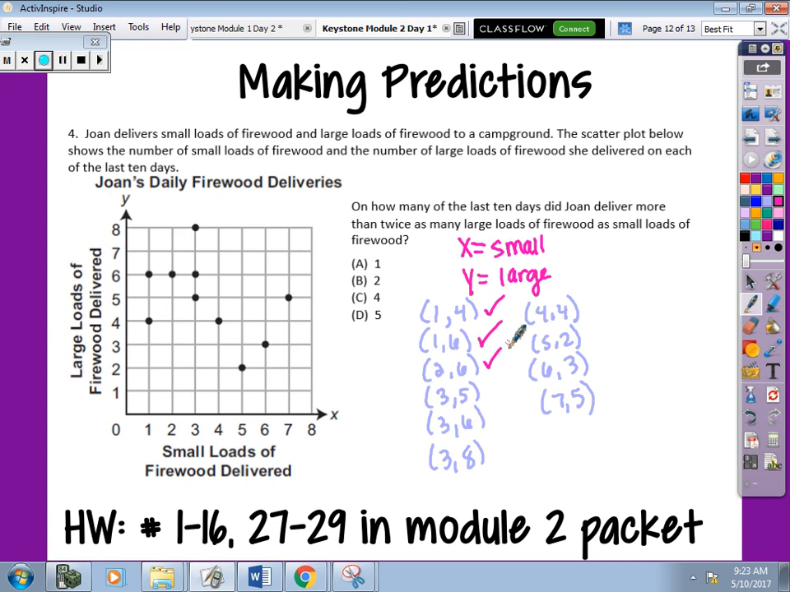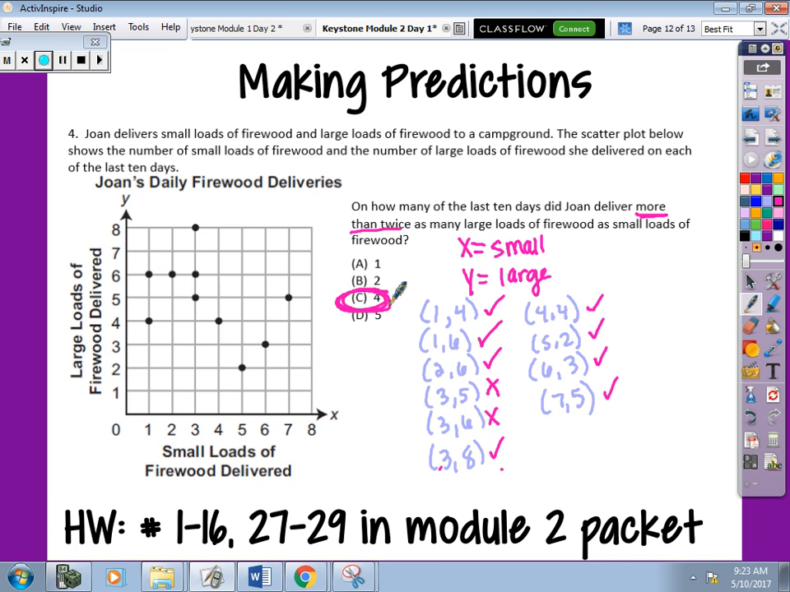Now 3 times 2 is 6, which is not bigger than 5, so that one does not count. 3 times 2 is 6, which is equal to, but it wants more than twice, so that one also would not count. 3 times 2 is 6, 8 is bigger than 6, so that one does count. None of the other ones will. 4 times 2 is 8, 5 times 2 is 10, 6 times 2 is 12, and 14. So we have 1, 2, 3, 4. Answer choice C.